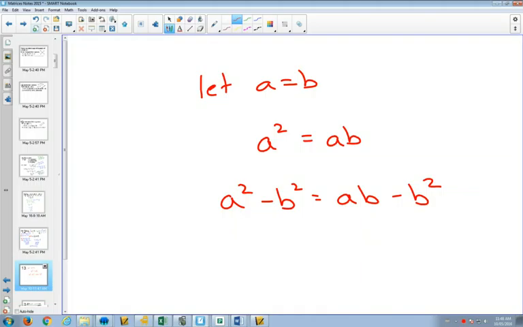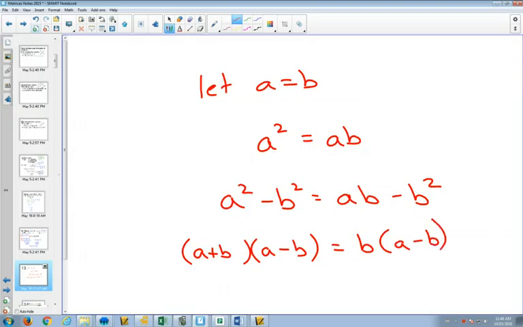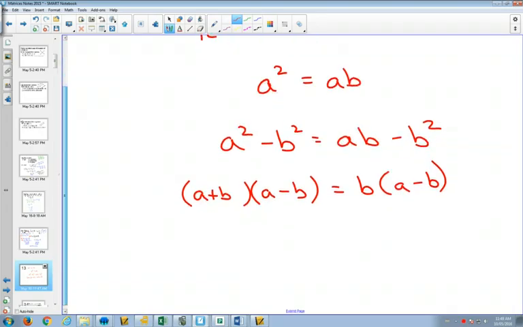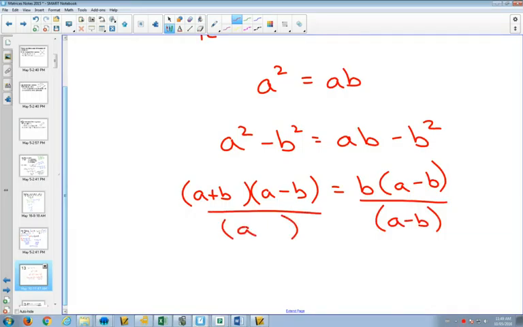If you factor something, it doesn't change if it's equal or not. So if I factor this side, I get A plus B, A minus B, because it's the difference of squares. If I factor this side, I can factor out a common factor of B, and then get B times A minus B. If you divide something on both sides, they stay equal. So I've got A plus B on this side and B on this side.